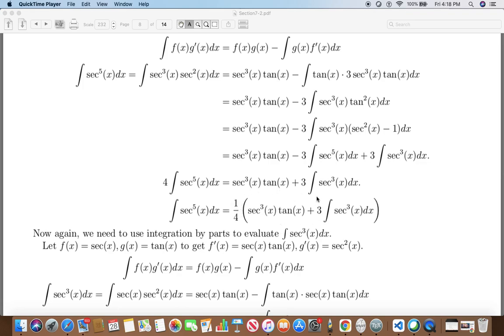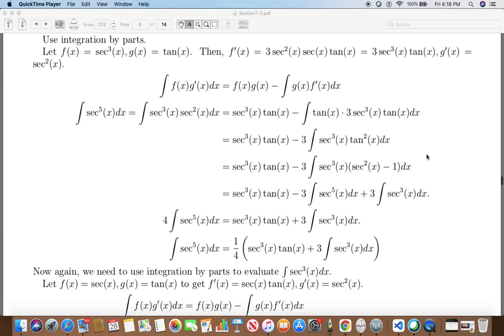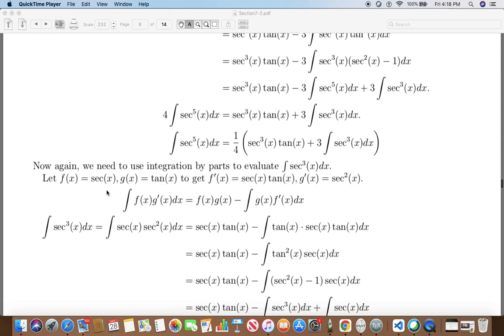Alright. Now notice the question was to find the integral of secant to the 5th power. We have reduced the problem to finding the integral of secant to the 3rd power, which is a smaller power, but it is still an odd power of secant, and we will have to continue this process. Again, we will need to use integration by parts to evaluate the integral of secant to the 3rd power.